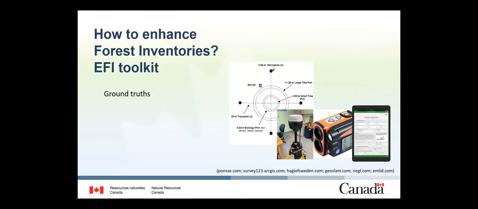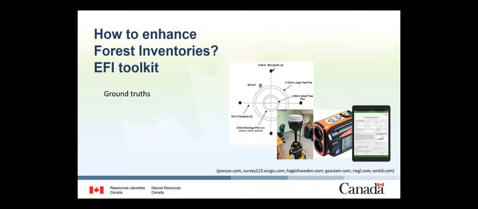So how to enhance your forest inventories? I'm going to go over a little basic EFI toolkit here. Considering that we're trying to tie ground truths to remote sensed data to generate spatially explicit attributes at larger scales, the first thing that we want is some ground truths. Traditionally, that's done with a set of ground plots, and there are a bunch of different types of plot layouts, with different rules and reasons why you would want to set up different styles.